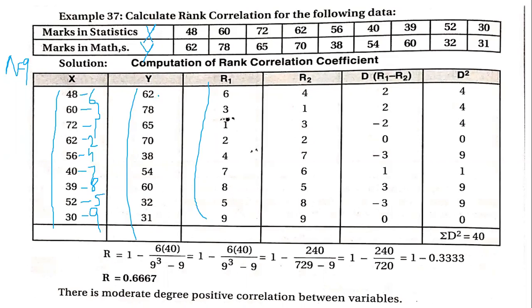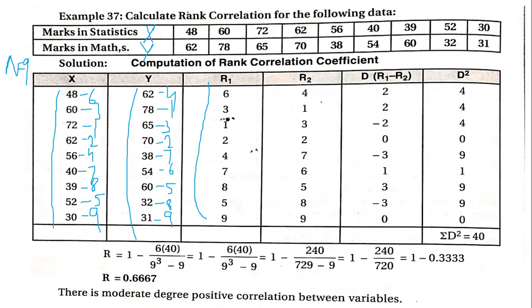Similarly for Y, highest number is 78. So 1. After 78, I have 70. This is going to be 2. After 70, something in 60s. 65 is 3. 62 is 4. 60 is 5. 54 is 6. 38 is 7th rank. 32 is 8th rank. And 31 is 9th rank. Now we have got the ranks.